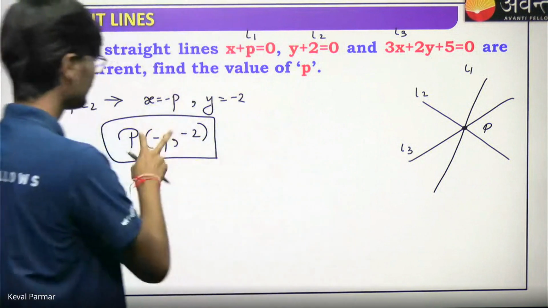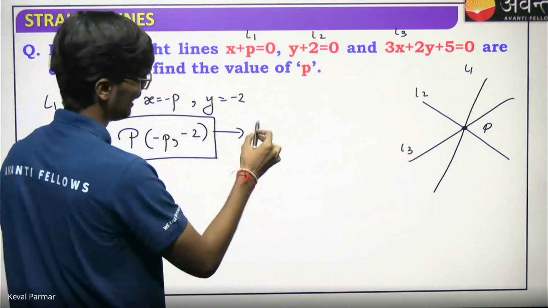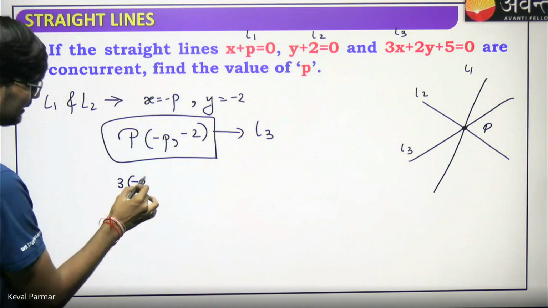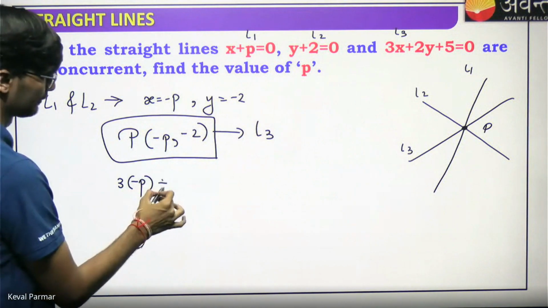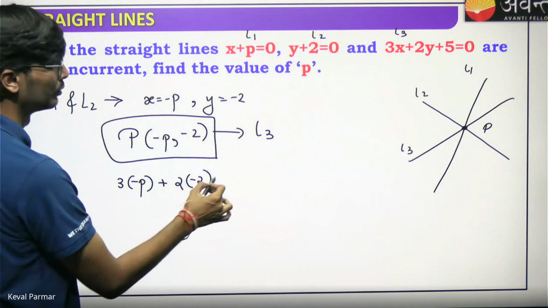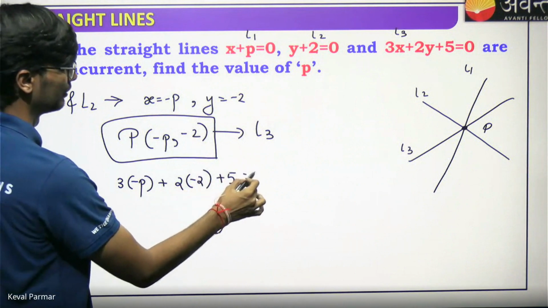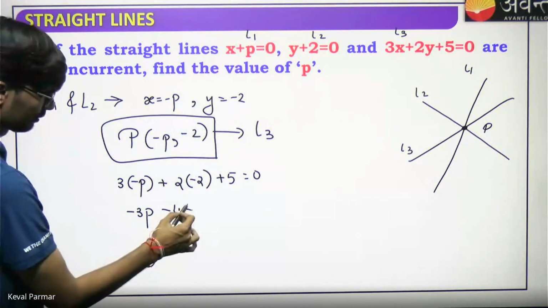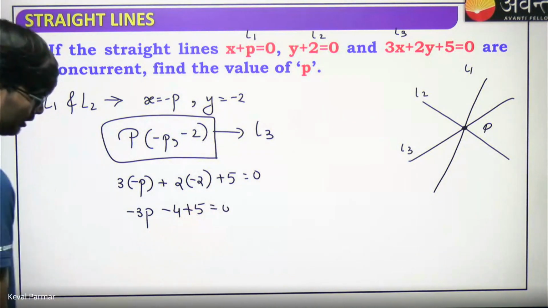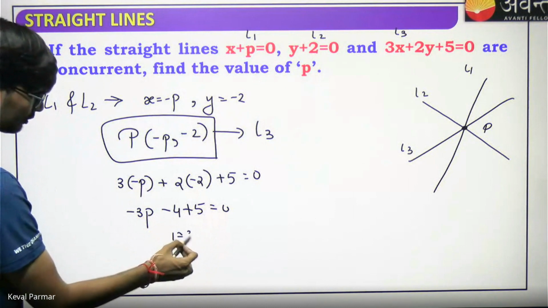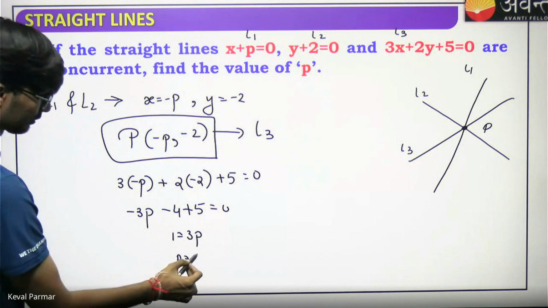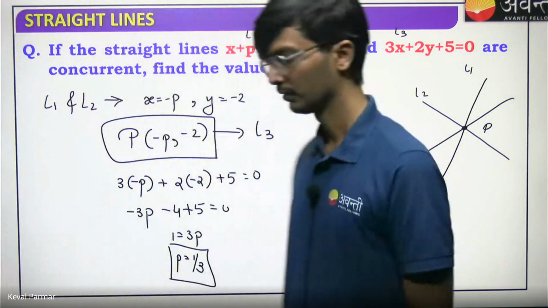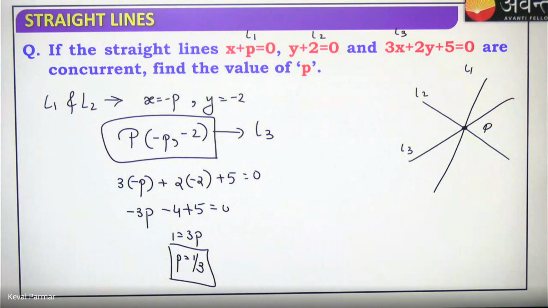That means I can substitute this point in L3. I'll get 3 into minus P plus 2 into minus 2 plus 5 equals 0. So I'll get minus 3P minus 4 plus 5 equals 0. I'll take 3P to that side, so 1 equals 3P. That means P is 1 by 3. Simple. I got the value of P. Got it, guys?